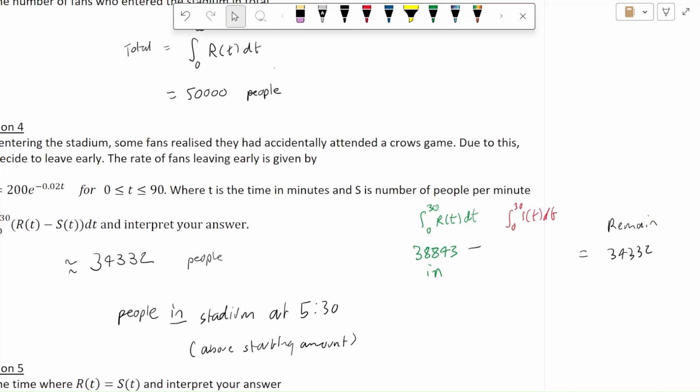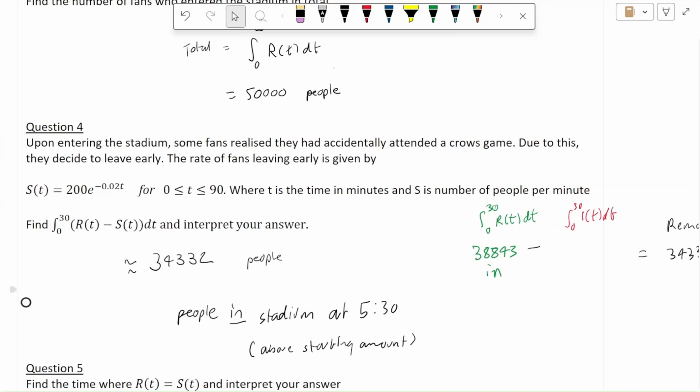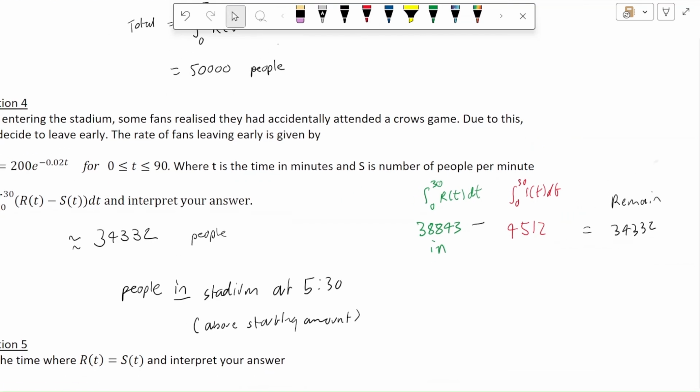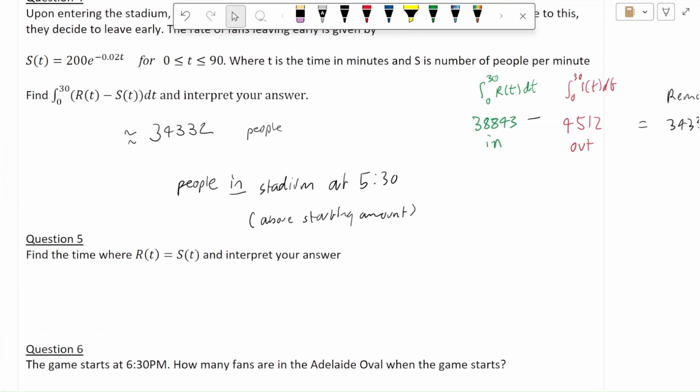So just for completeness, I will just quickly calculate that integral. So we're going to go integral there. And then we're going to go down to the bottom function, 0 to 30. And it's 4512. And I'm hoping those numbers together make sense. 38 take 4,500 is about the 34 that's left. In minus out equals remaining. Cool. All right, find the time where R and S are equal and we'll interpret our answer.